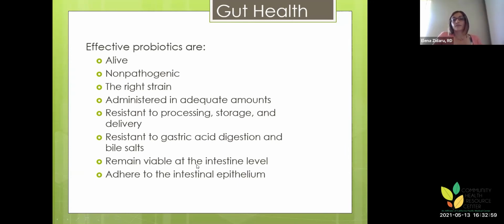And they need to remain viable at the intestine level and hopefully adhere to the intestinal epithelium. You'll see some information. We knew less a decade ago or so, and we were hoping that those probiotics could colonize our gut. And then in this way, you could change your gut microbiota basically by taking them.